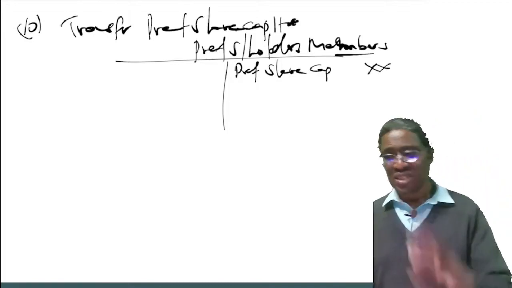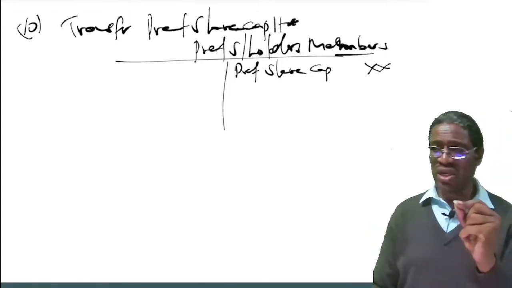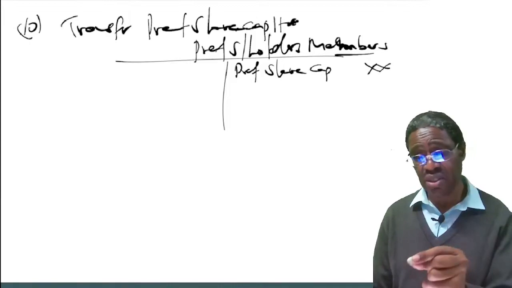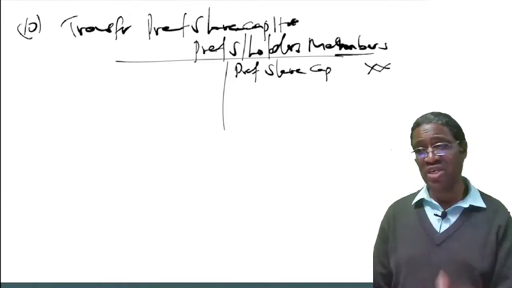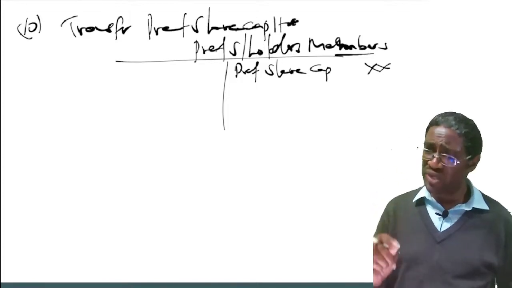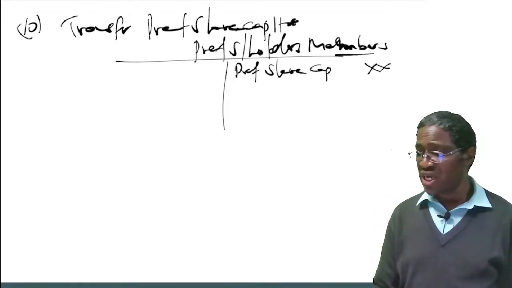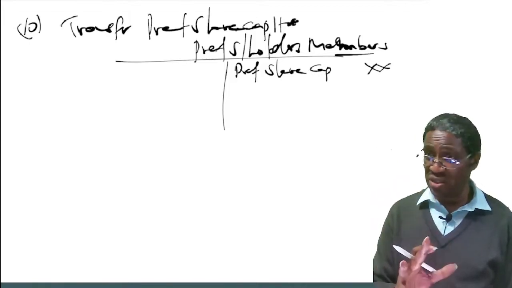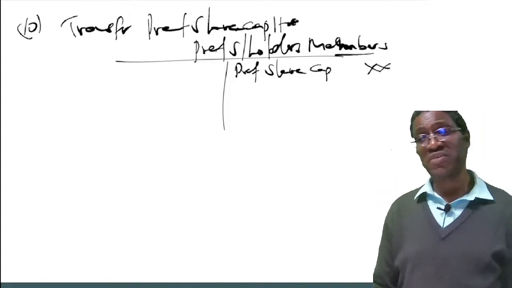Still under number 10, if your company has not paid the preference shareholders their dividends, maybe the question tells you for the last 2 years or 3 years we have not paid them the dividend, now if you go to the balance sheet of this company, you will not see a liability by the name of preference dividends in arrears.